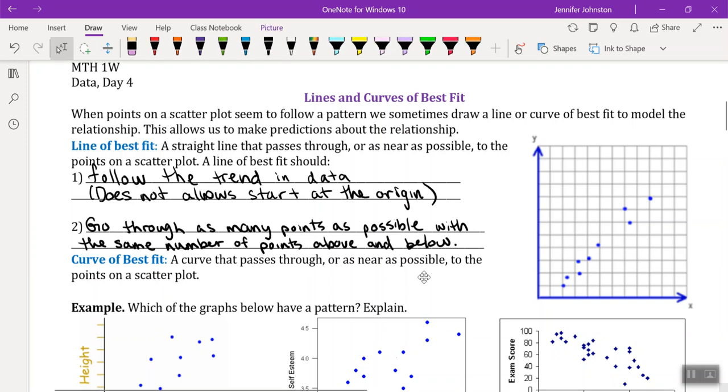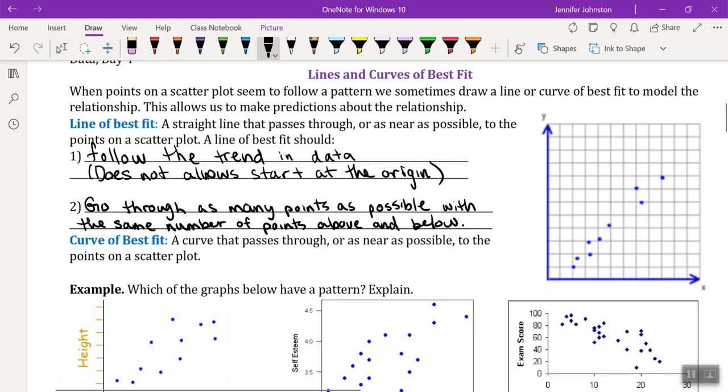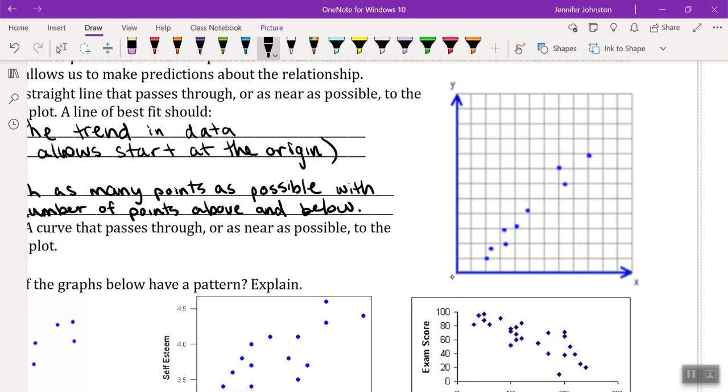All right, so here we have our scatter plot. We're going to draw a line of best fit. So a line of best fit is a line, and it goes through as many points as possible. Again, not always starting at the origin. It doesn't look like we're going to start at the origin here. It looks like we're going to start kind of here. So it's a straight line going through as many points as possible with the same number of points above and below. Here we can see that we have 1, 2 above, and 2 below. Okay, that looks like a great line of best fit.